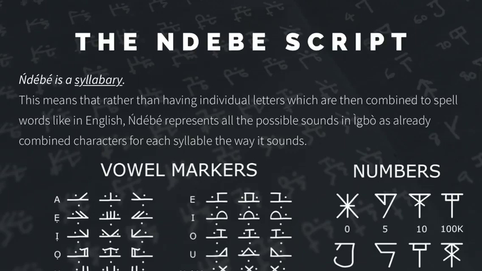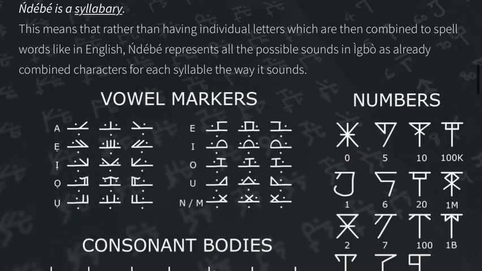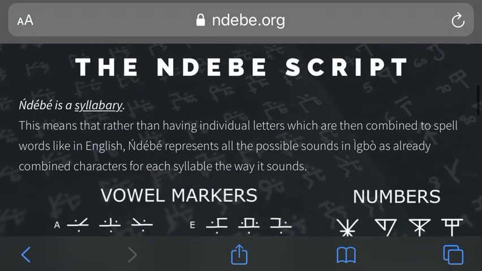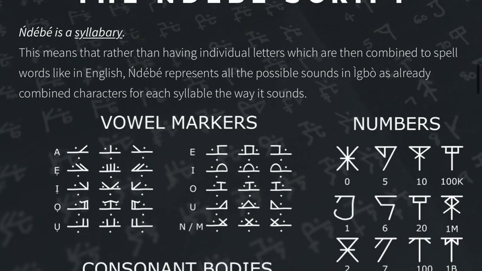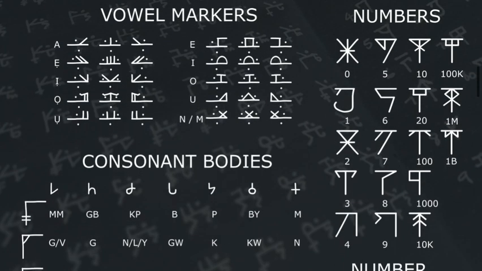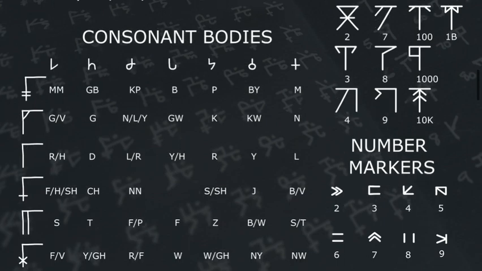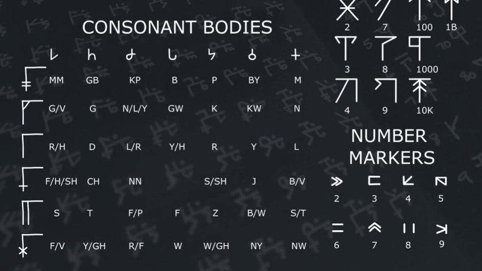This is a short tutorial on how to write Igbo using the Ndebe script. So first of all, you want to go to ndebe.org and pull up the chart for the Ndebe script. Now, looking at the chart, to figure out what you want to write, you have to decide whether or not what you're writing has any possible alternative pronunciations.